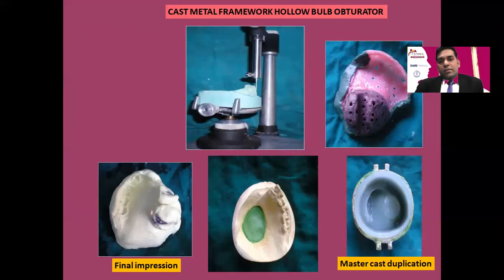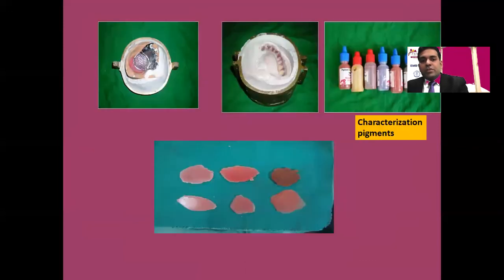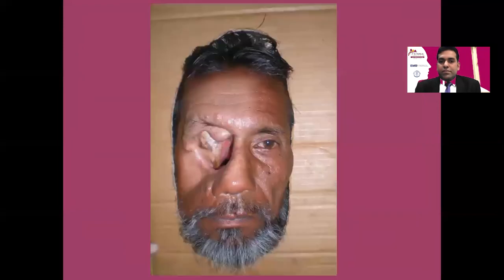So this is the procedure for fabrication of a cast partial obturator, and you can see the framework and the hollow bulb technique was used for fabrication of the obturator, so that it will reduce the weight of the prosthesis. Then characterization pigments were used so that the aesthetics can be achieved in a precise manner, and this was the final prosthesis. And you can see the slight difference in the facial contour after insertion of the prosthesis.